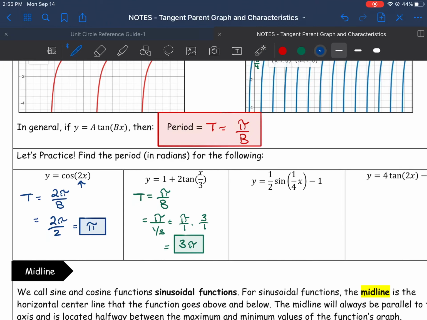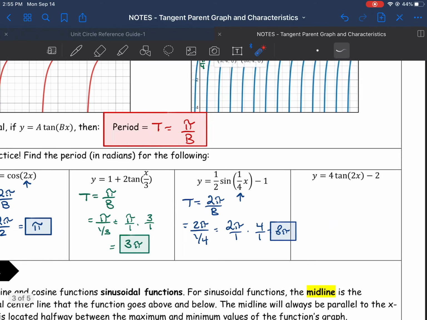Next, let's take a look at y equals 1/2 sine of 1/4 x minus 1. This is a sine function, so we know that the period is going to be 2 pi divided by b. Notice that b is 1/4, so this is going to equal 2 pi divided by 1/4, which is the same as 2 pi over 1 times 4 over 1, which is 8 pi. So this function has a period of 8 pi, repeating the cycle every 8 pi.